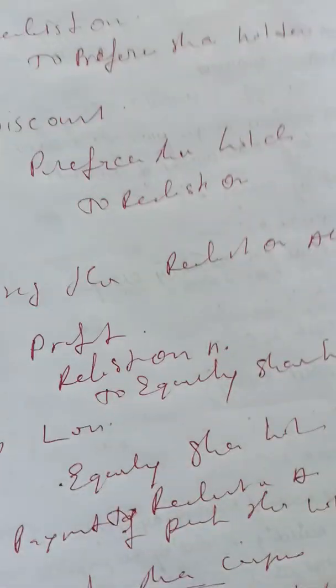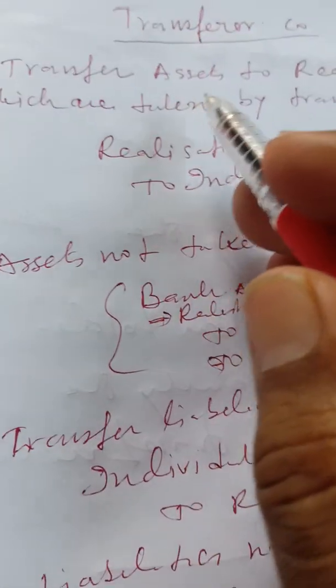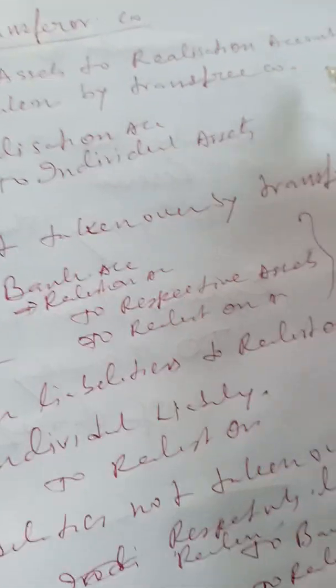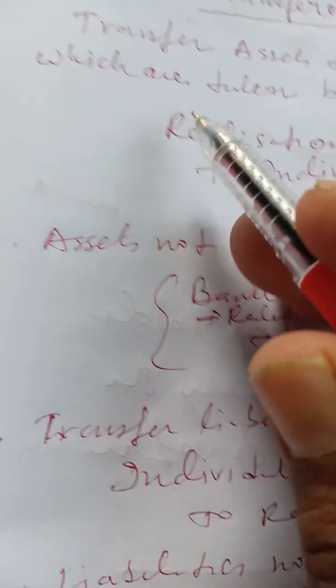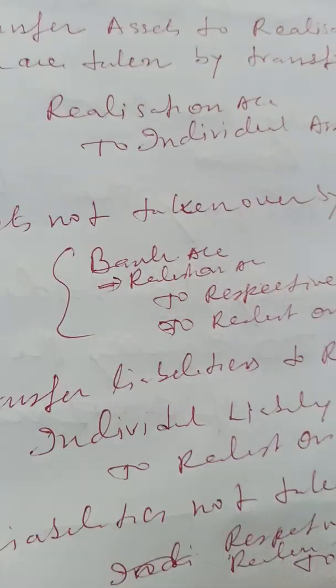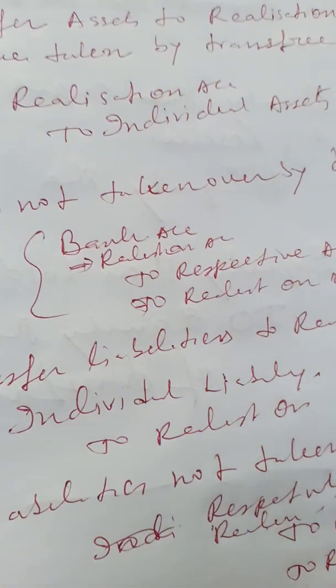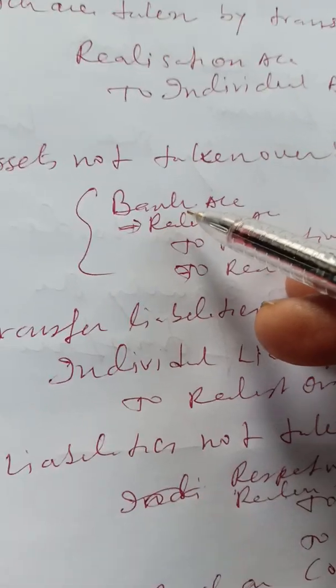Okay, so these entries are required in the books of the transferor company. I am repeating the first entry: we transfer all the assets to the realization account which are taken over by the transferee company. In your last sum, ultimately all assets are taken over, but sometimes not all the assets are taken. Those assets that are taken over, realization account debit to individual assets. If any assets are not taken over, they should be sold.